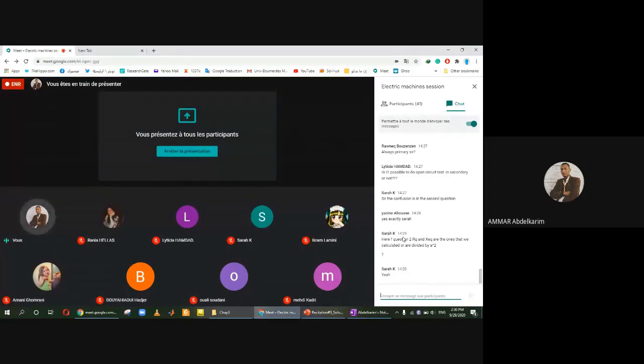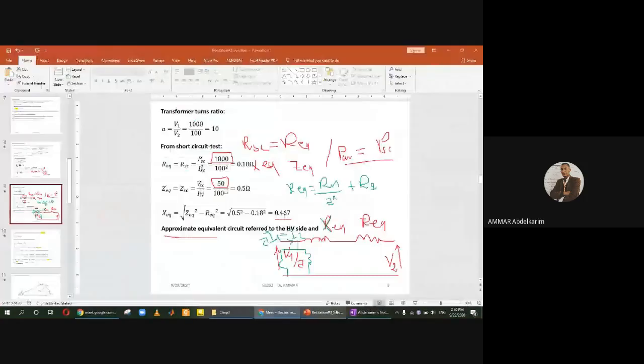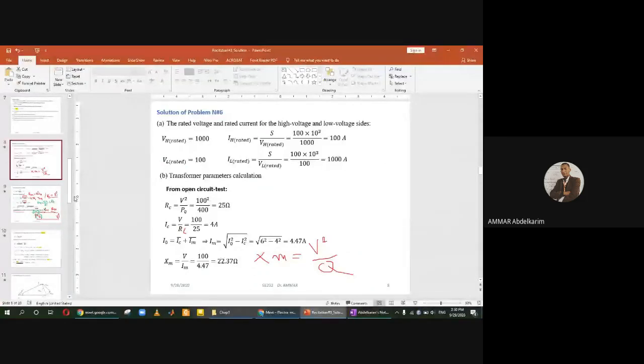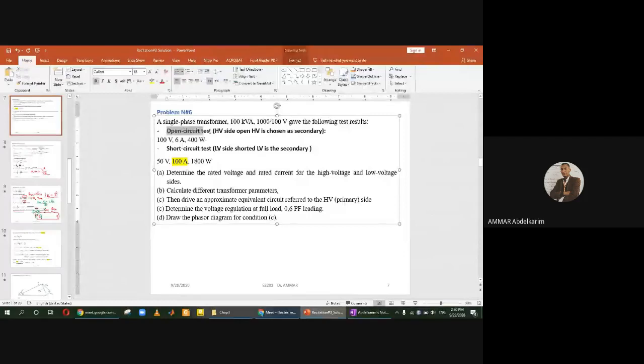But here, for example, look guys, for the parameters calculation, it's okay. For example, we have seen that the open circuit test has been done on the high voltage side, it has been done on the low voltage. The short circuit has been done on the high voltage. But both of them have been chosen as primary.